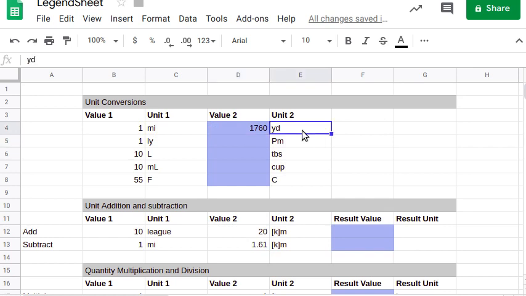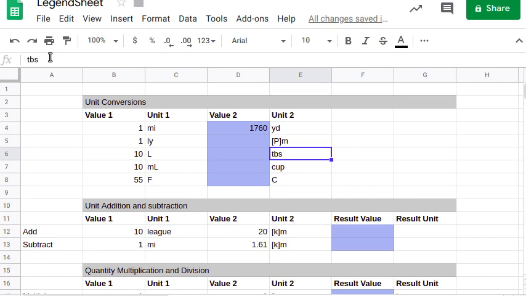Now there are a few differences between the LegendSheet units and the Google Sheets units, and they're not completely one-to-one compatible. So the first thing to note is that unit prefixes require you to put brackets around them. There are two reasons for this. The first is that there can actually be collisions if you have a unit and a prefix that's just sitting next to it.